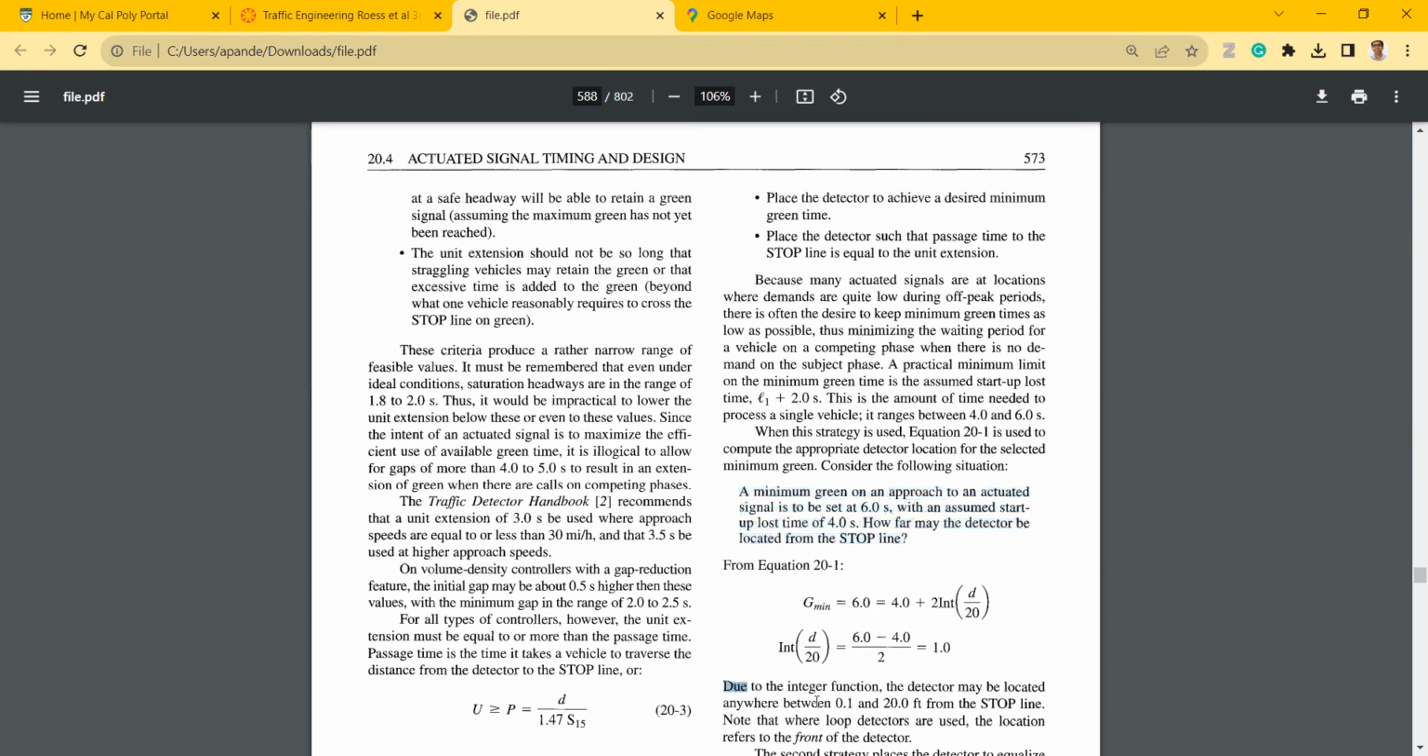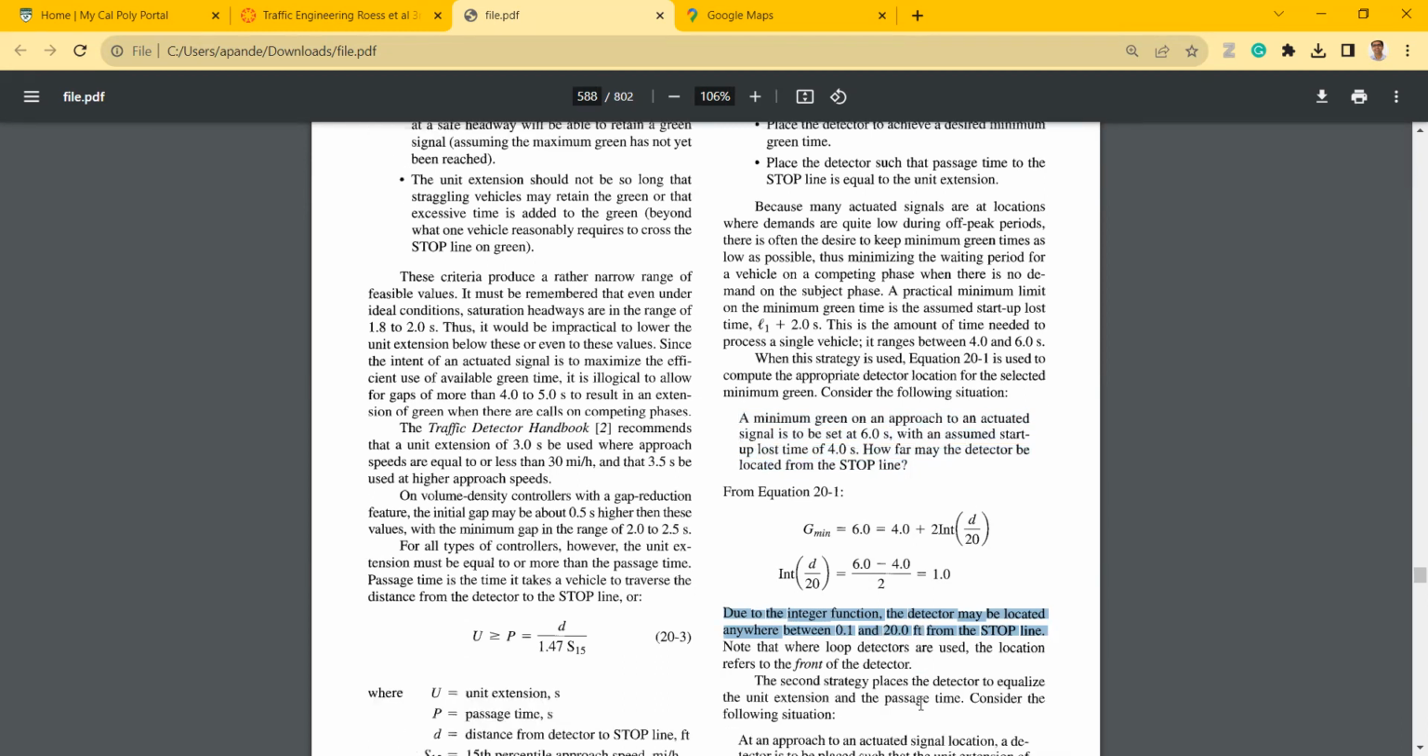Is everybody clear on why our answer is going to be 0.1 to 20 feet? Because our function is integer times D over 20. An integer function basically rounds up the answer to the next integer. So any 0.1 rounds to 1, 0.2 rounds to 1, 0.8 rounds to 1. Everything just rounds up to 1. Again, if this was 25, your answer here would be anywhere between 0.1 to 25 feet from the stop line, you can place the detector.